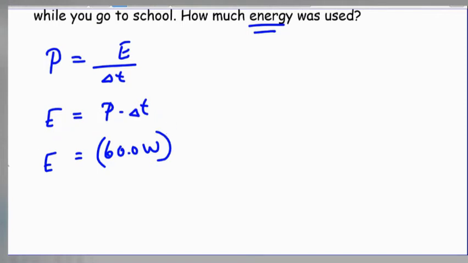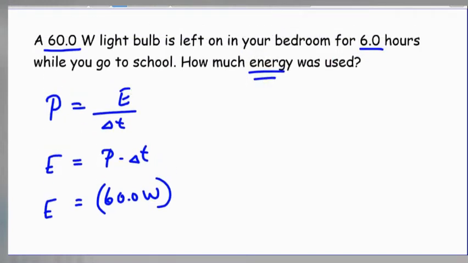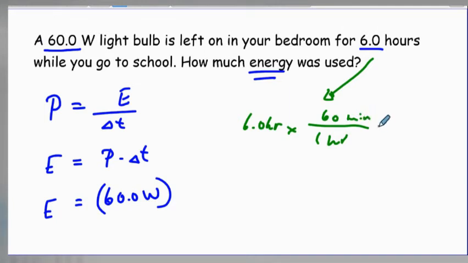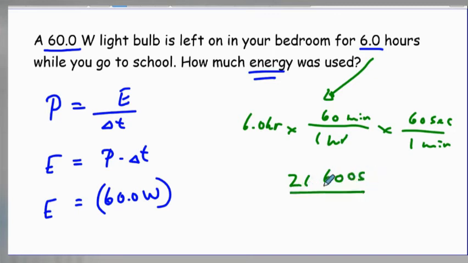But we need the time in seconds, and we've got it here in hours. So be very careful you get the right units. So let's see, 6 hours, and we know that 1 hour has 60 minutes, and we know that 1 minute has 60 seconds. So the time here would be 6 times 60 times 60. I see that as 21,600 seconds. And we'll use that right here.